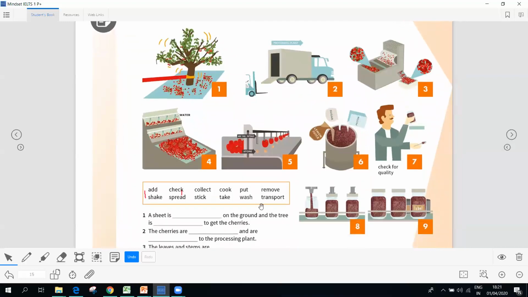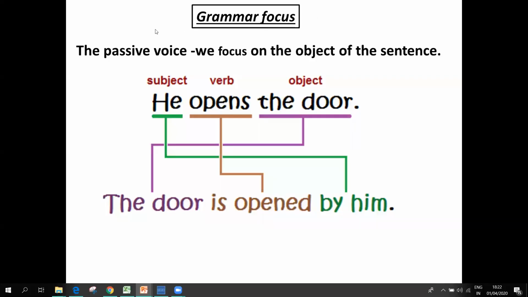Let's look at these verbs again. Try to remember what I told you about passive voice in my previous video. In the passive voice, we focus on the object of the sentence. You can look at the example that we worked out in my last video. He opens the door. He is the subject and the door is the object. This is in the active voice.